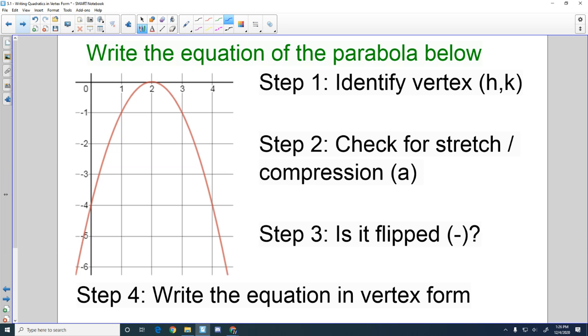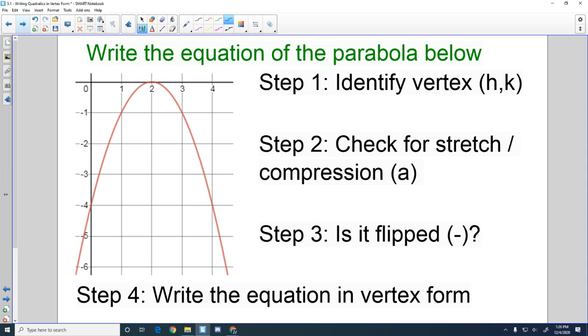So identify the vertex. Look at this graph I've got up here. What are the coordinates of the vertex? 0, 2 or 2, 0? 0, 2. Oh my gosh. Hey, alphabetically, which letter comes first, X or Y? X. Is X the horizontal or the vertical? Horizontal. Is it 2, 0 or 0, 2?